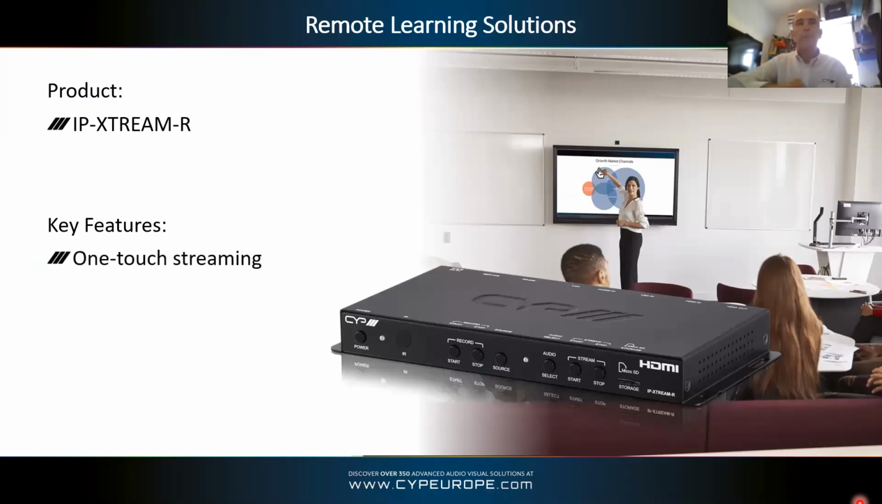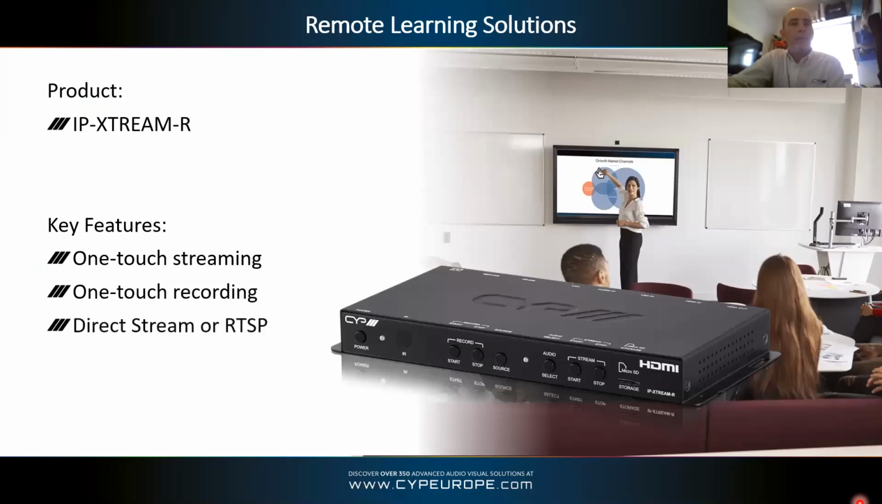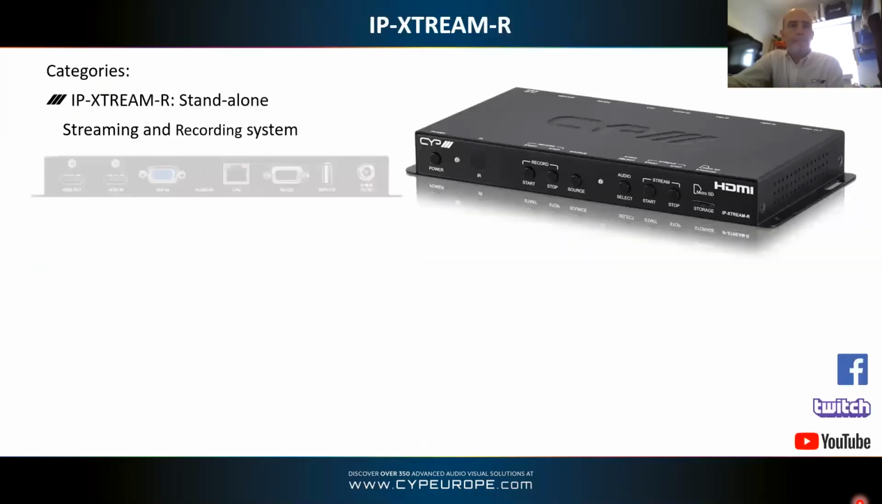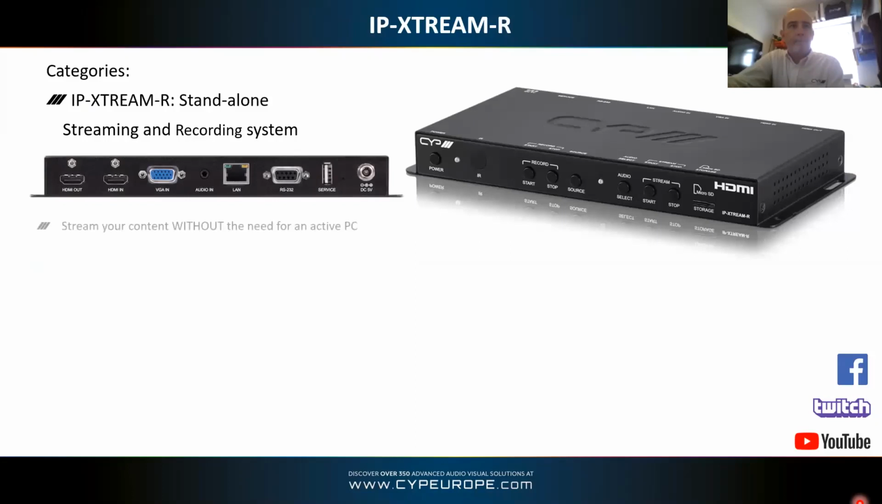So this is the IP-XTREAM-R, which is a standalone recorder and streaming device. So streaming and recording. At the touch of a button, you can start a stream, or you can start recording, or you can direct stream, or you can use a real-time streaming protocol. We'll look at all of these bits in a second. And there is no PC required to actually run this unit live, which is fantastic. Here we go, standalone unit.